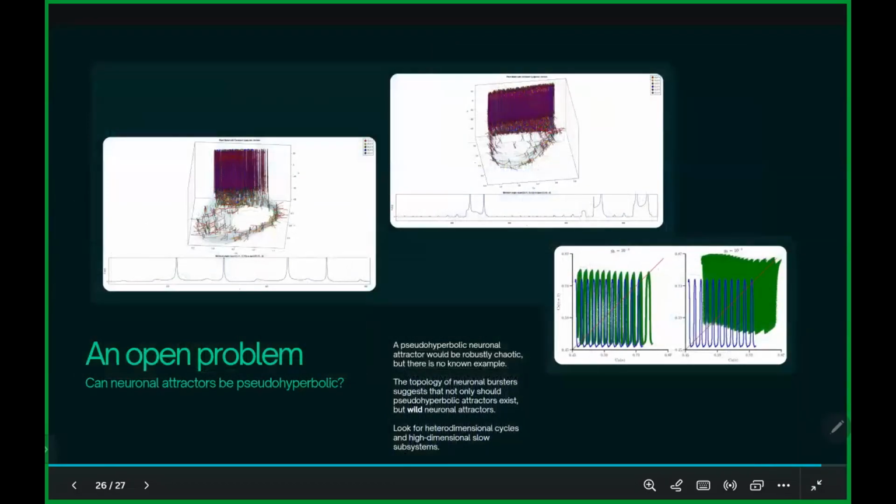And finally, I want to pose an open problem. Can neuronal attractors be pseudo-hyperbolic?